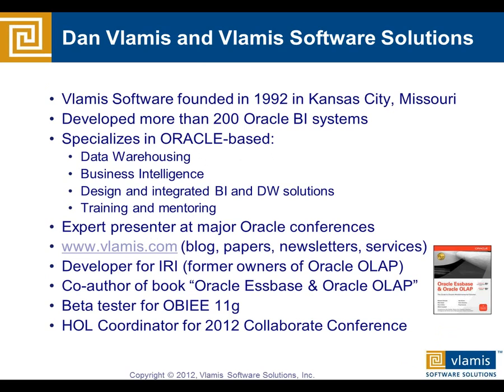With that, a little bit of background on where I'm coming from on this stuff. Vlamis Software was founded in '92 in Kansas City. We've developed more than 200 Oracle BI systems. We specialize in Oracle-based data warehousing and business intelligence and related technology. We also have training classes. I present at all the major Oracle conferences, indeed multiple from Vlamis people do. You'll find on our website at www.vlamis.com a blog and papers. We make available all of our presentations, including this one, which will be on there as well.